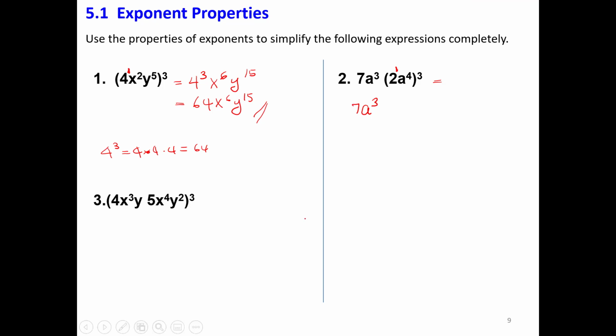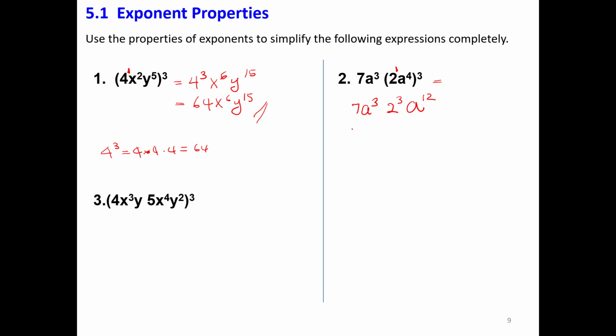And we don't need to do anything with this part just now. But with this part, we need to apply the rule. Then 2, 1 times 3 is 3. 8, 4 times 3 is 12. Now we need to simplify this if it's possible.